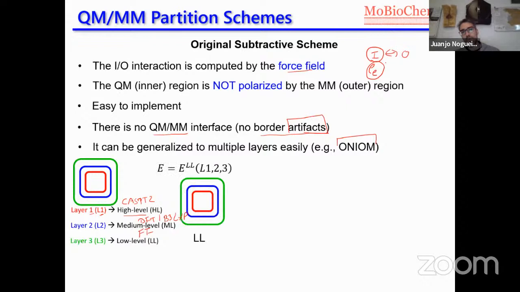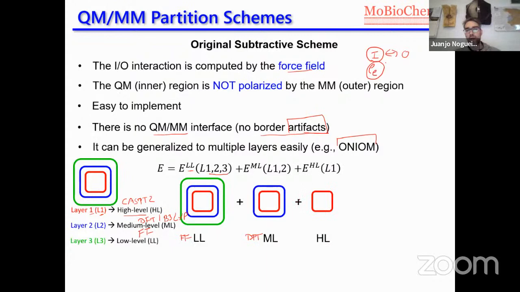How can we compute the energy? Okay, this is a bit more complicated, but let's do this carefully. So first we compute the three layers, 1, 2, and 3, with the low level method, for example, with our force field. Remember, the low level is, for example, a force field. Then we compute the medium layer and layer number 1 and 2 with a medium level approach, for example, with DFT, remember, okay? And finally, we compute only layer number 1, which is the relevant one, the most important one, where the reaction is taking place, with a high level method, for example, as I said, CASPT2.